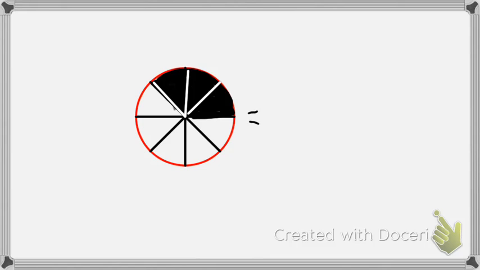Now there's 3 pieces missing. So out of the 8 pieces of pizza, I ate 3 of them. So I had 3/8 of the pizza. So that is representing a whole number. There were 8 pieces. I ate 3, so I ate 3/8 of the pizza.